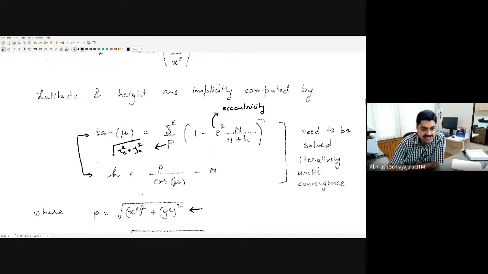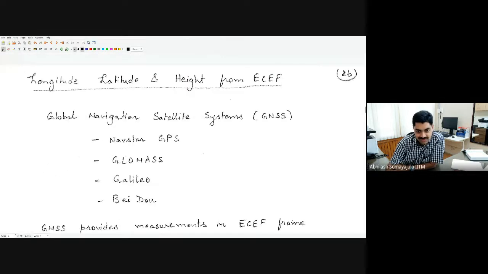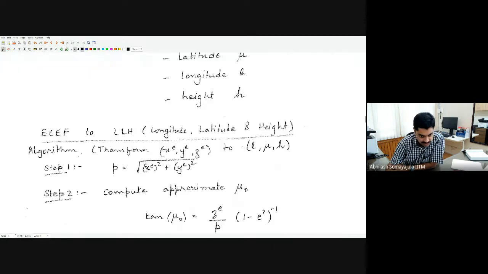Now, because these two are implicitly related, we will need to solve for them iteratively until we get convergence. If we find a mu value and an h value, we need to iteratively change them. As mu changes, h will change. As h changes, mu will change. And we have to make sure we go through the process until convergence is achieved. So in essence, let me talk about an algorithm for that.